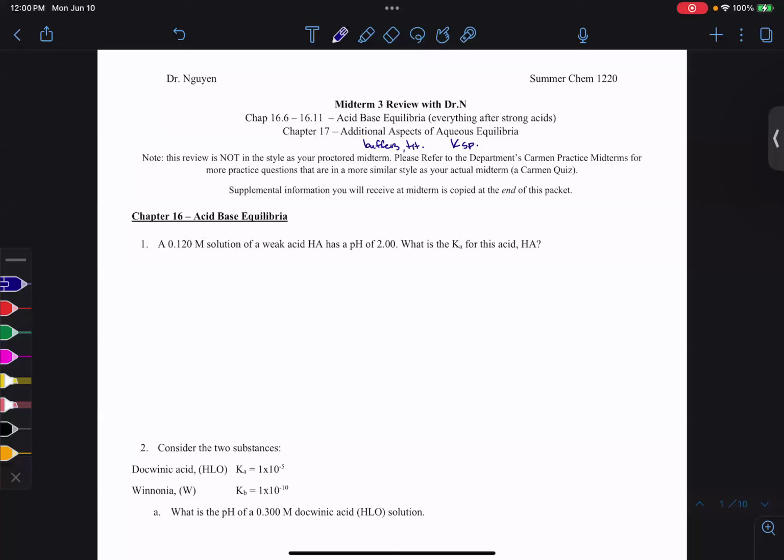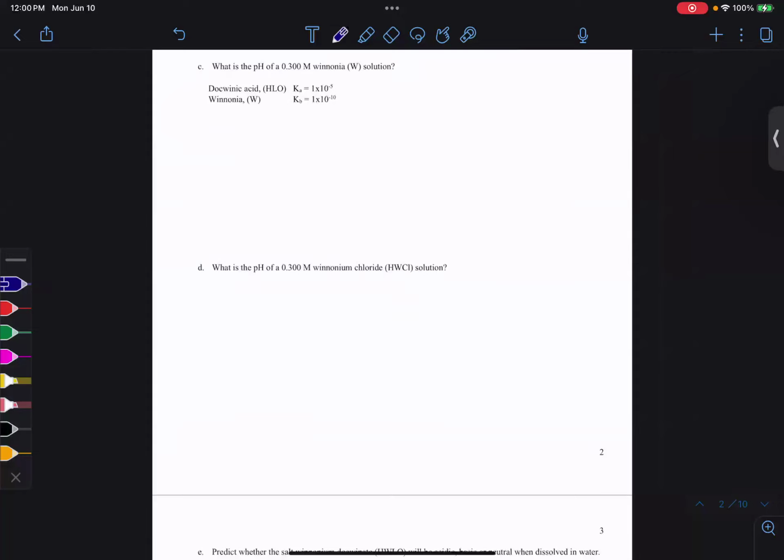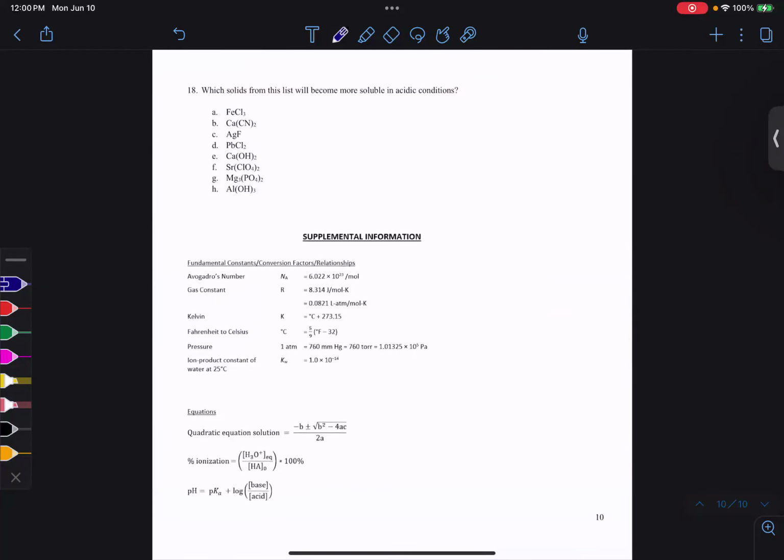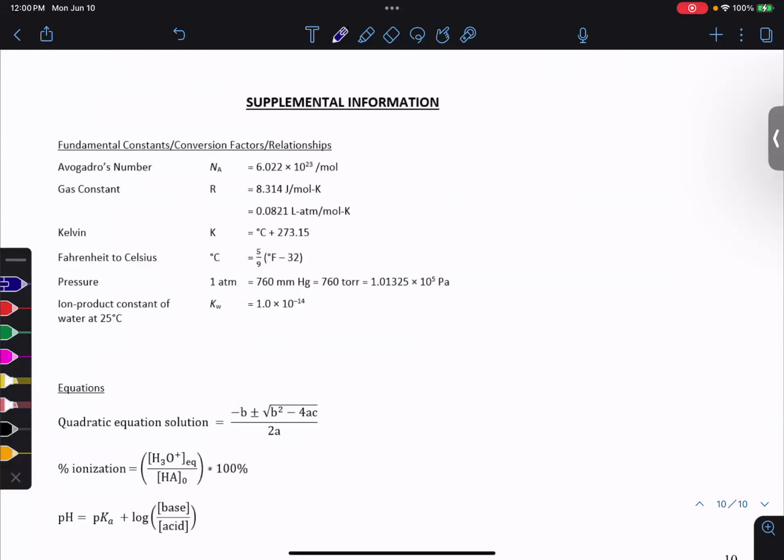Make sure that you have the supplemental information, your calculator. This is a calculator heavy chapter or midterm. And then the key. I forgot my key, so I'll have to do the math. But I'll point out that I actually have a copy of the supplemental information at the bottom here. Those are your constants. But at this point, you should know what Kw is. Here's the quadratic formula, but will you ever have to use it on the exam? No. Percent ionization, and then that is your buffer calculation.